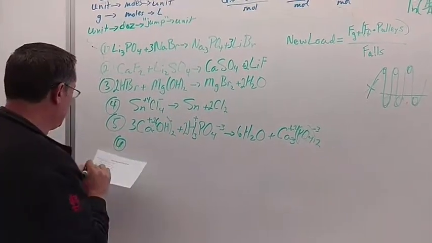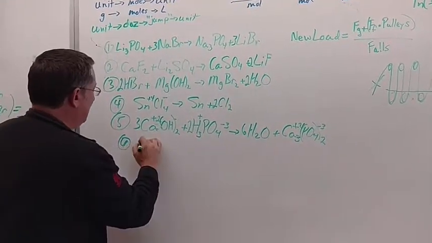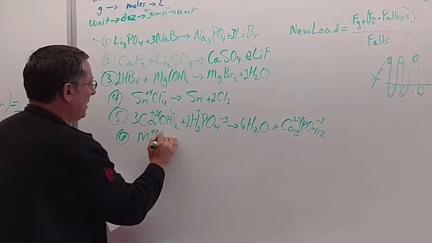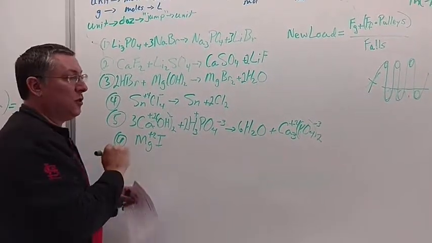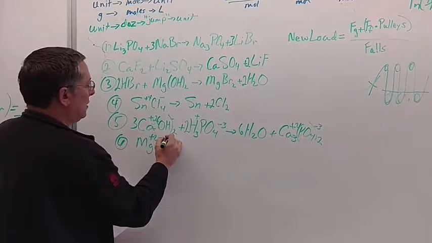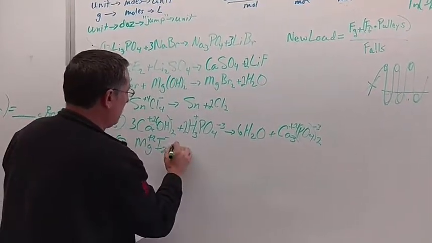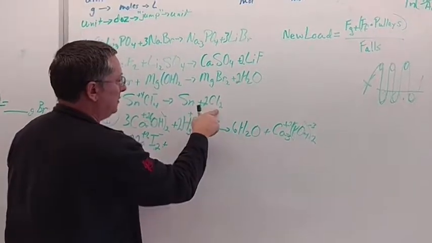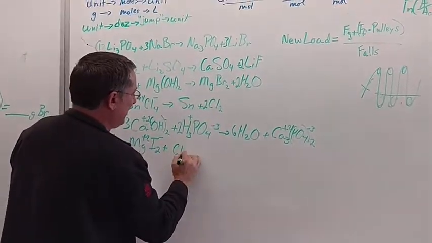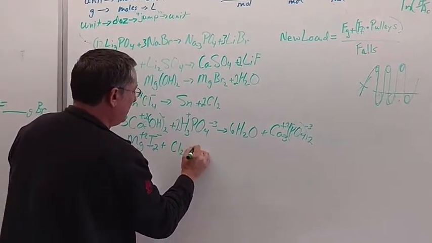Number 6 says magnesium iodide. Magnesium on your periodic table is +2. Iodide means just iodine with no extra oxygens or sulfurs or anything. And that's -1, which means I need 2 of those to make that add to 0. And chlorine. And as we just discussed, chlorine by itself is diatomic, so it comes in pairs. So what could happen here?